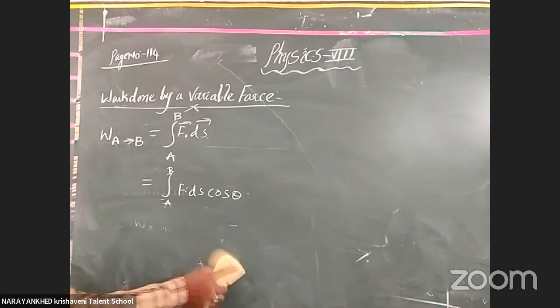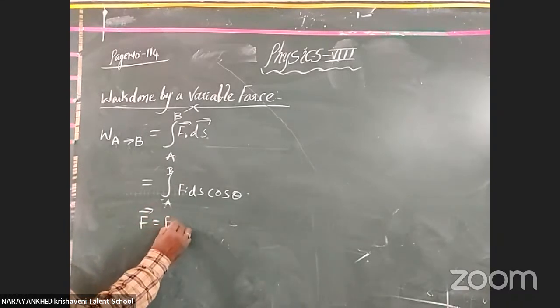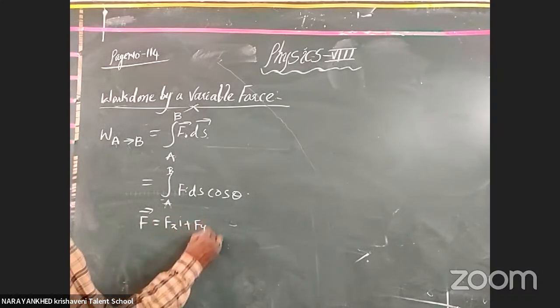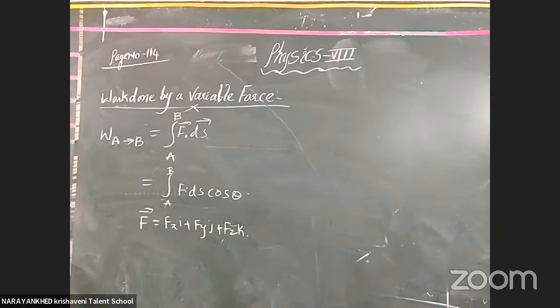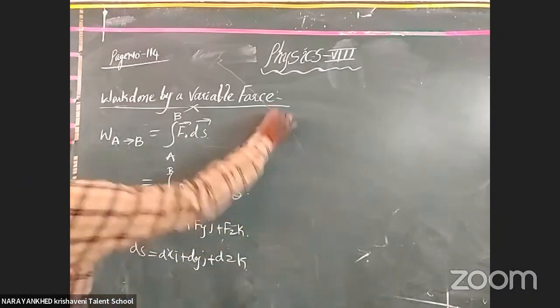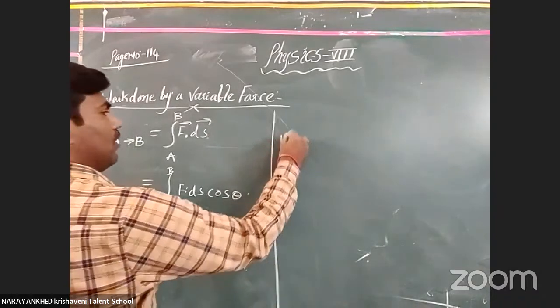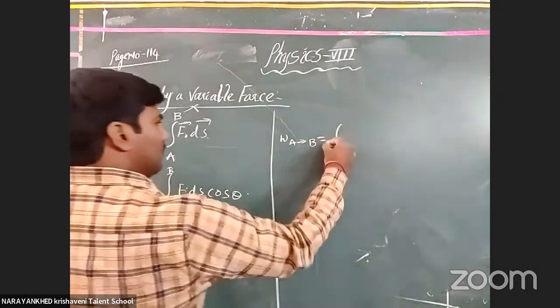Before that, you have to write that F bar is one vector. F bar is fx i plus fy j plus fz k, and another one is also there, that is ds bar. The ds bar is equal to dx i plus dy j plus dz k. Okay, like that we wrote it. Got it? And now there is W from A to B, equal to the integration from A to B.